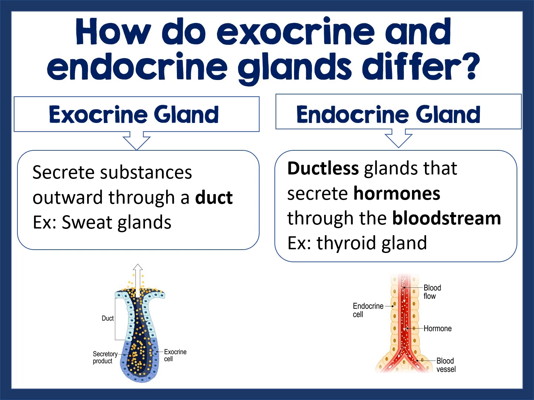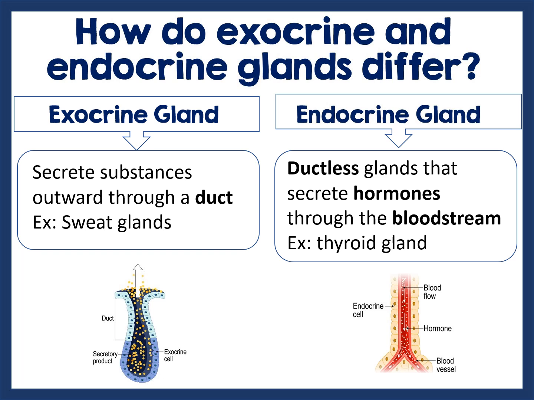So the two types of glands are exocrine glands and endocrine glands. Exocrine glands always secrete down a duct onto an epithelial surface, and they can secrete multiple different substances. Whereas endocrine glands are ductless. There are no ducts, and they only secrete their substances into the bloodstream.